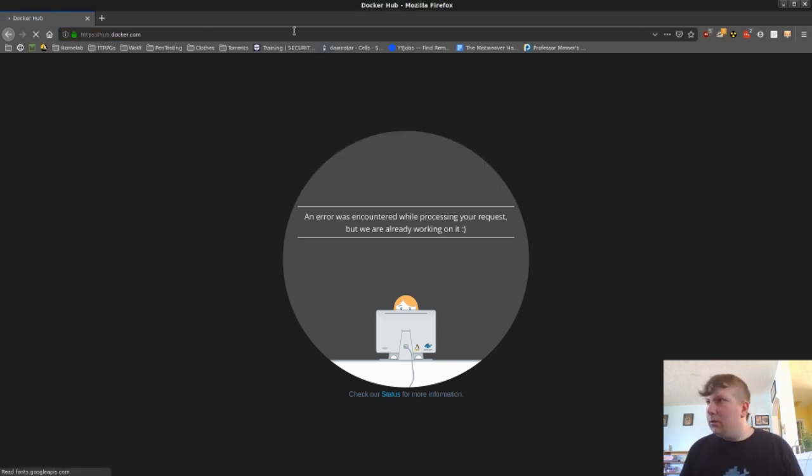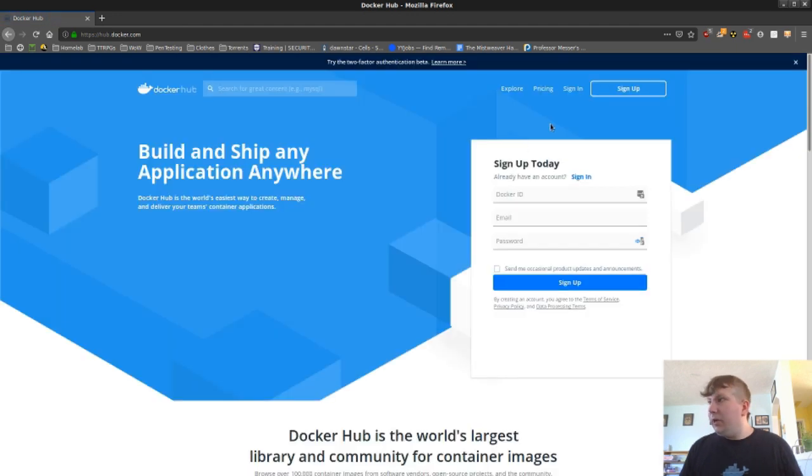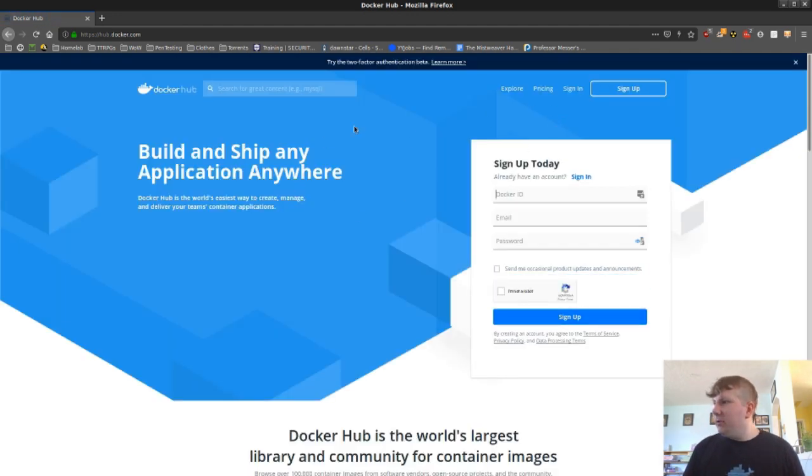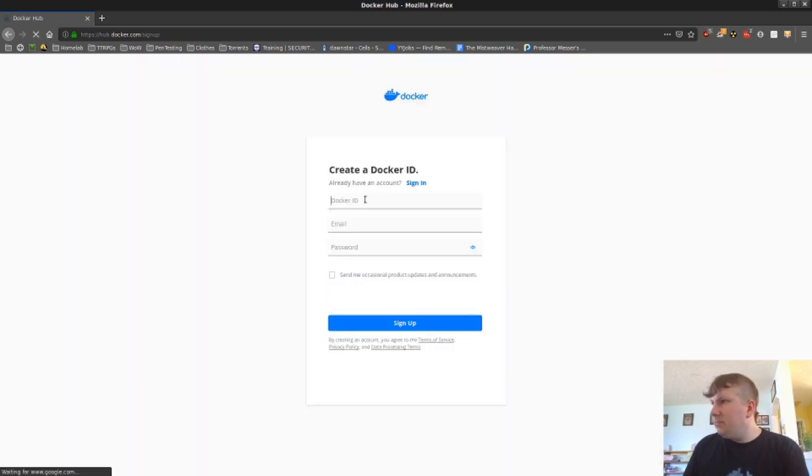Hub.docker.com. There we go. That was super weird, but we'll just skip over it. And we're going to hit this sign up button here to sign up for an account.